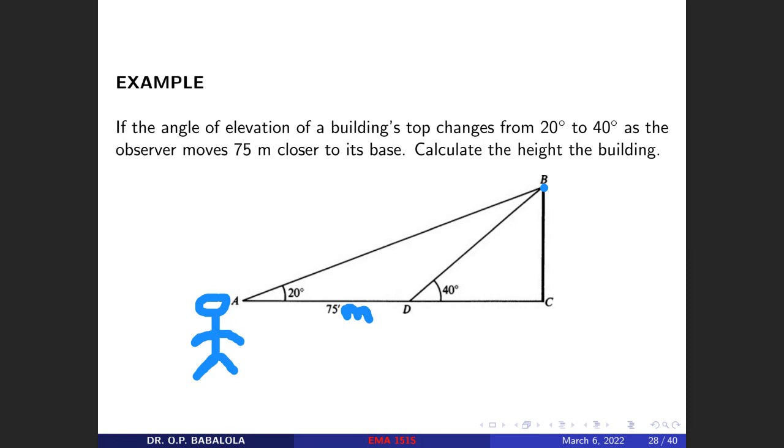Now, you, as the observer, move 75 meters towards the base, and the angle of elevation changes to 40 degrees, okay? Remember, we don't know what this distance is. You've only moved 75 meters towards the base, so we only know 75 meters. Now we're told to calculate the height of the building, or find the height of Table Mountain.